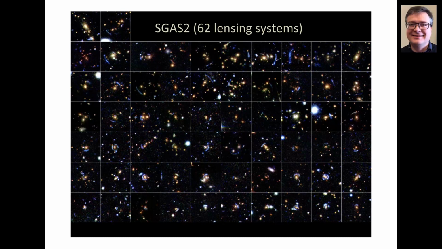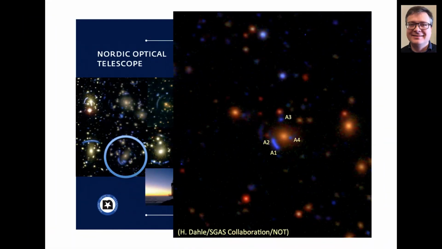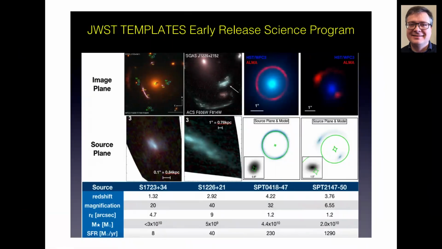This is from the front page of the NOT annual report in 2008. There are images from NOT, lenses found with NOT. And this one and another one, this one, is going to be observed within a few months with JWST. So they are part of an early release science program called TEMPLATES, along with 2 sub-millimeter selected lensed galaxies.